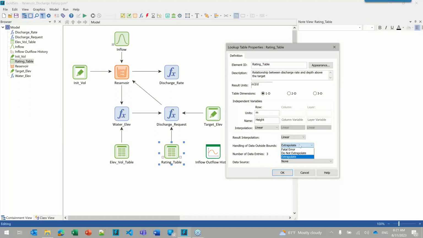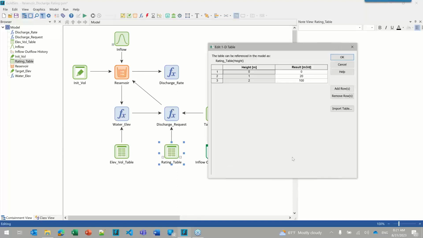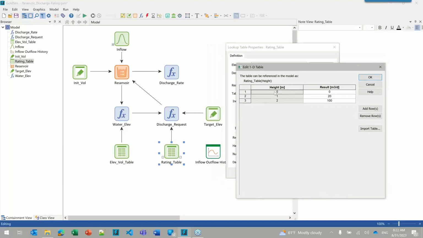And that means, well, probably in this case, what might be better than saying to extrapolate would be do not extrapolate, depending on what I have in the table. And the reason for that is, let's look at the table. So what the table says is when we get to a zero height, that means water level is at, and because we're not extrapolating, the water level is at or below the target. The depth will be zero if we are at or below the target, right? And when that occurs, our discharge request will be zero.